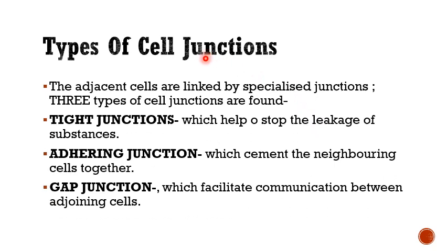Types of junctions. The adjacent cells are linked by specialized junctions present in the epithelial tissue, and they are of 3 types. Tight junctions, which help to stop the leakage of substances. Adhering junctions, that means the fixing, which cement the neighboring cells together. Gap junctions, which facilitate communication between the adjoining cells. So we have 3 types of junctions present in the epithelial cells, showing how they are interlinked to each other.